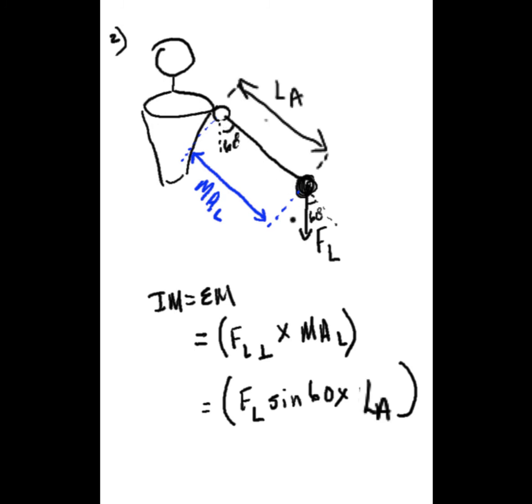Okay, and the perpendicular distance from the rotary force, this vertical force acting along this line, up to the axis is the length of the arm. So we can plug that all in. We have the force of the load that's perpendicular here times the moment arm. We know the moment arm in this case equals the length of the arm, so we put length of the arm here, and essentially we get force of the load times sine 60 times length of the arm. If you look at the other equation, they're exactly the same.